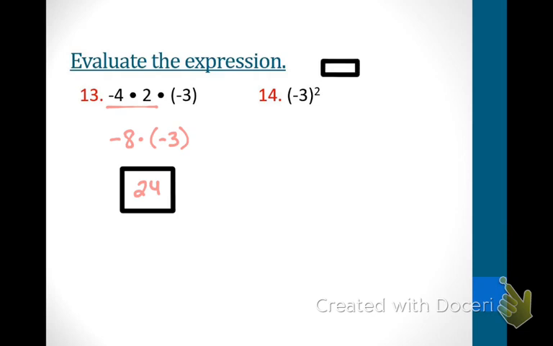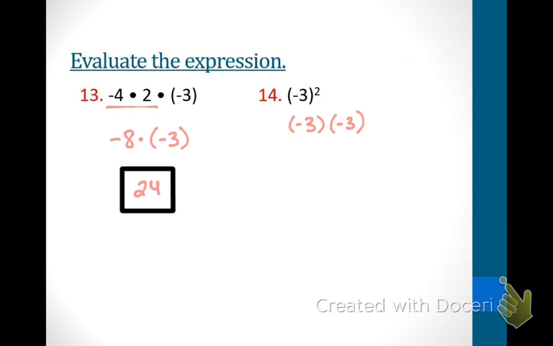What does this little tiny 2 up here mean? It's an exponent, so it's a square, which means you're multiplying the number by itself. So this means negative 3 times negative 3, multiplied by itself. I just heard some people say it means negative 3 times 2. That's not what the square means. The square means you multiply it by itself.